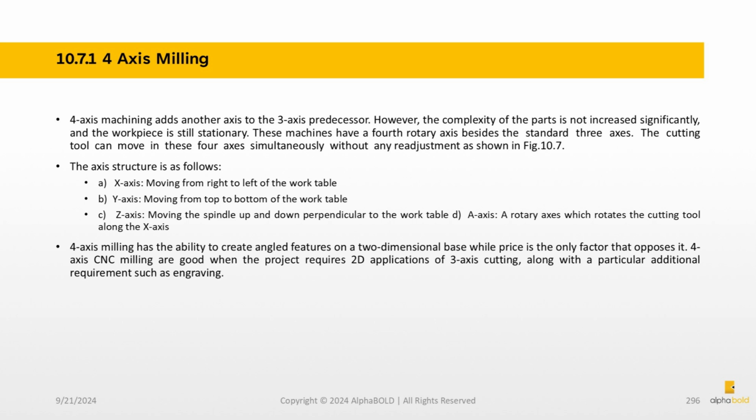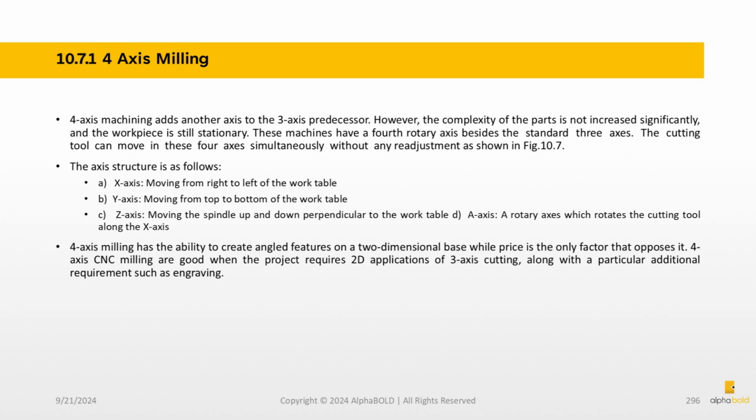4-axis machining adds another axis to the 3-axis predecessor. However, the complexity of the parts is not increased significantly, and the workpiece is still stationary. These machines have a 4th rotary axis besides the standard 3-axis. The cutting tool can move in these 4 axes simultaneously without any readjustment. The axis structure is as follows.